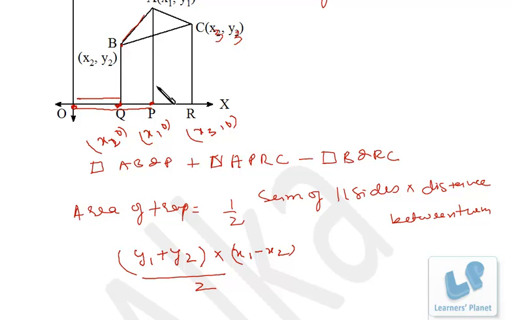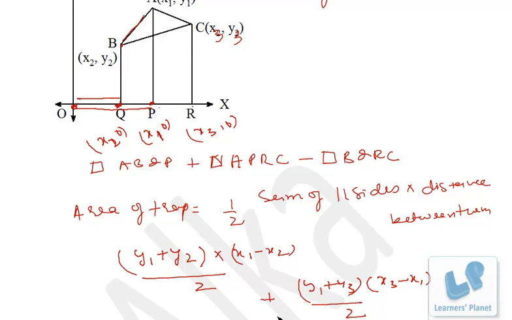Similarly we can calculate the area of trapezium PRCA. Once again the sum of parallel sides: this is y3 and this is y1, so y1 plus y3. Distance between them is OR minus OP. Now OR is x3 and OP is x1. So x3 minus x1, by 2. So this is the area of trapezium APRC.